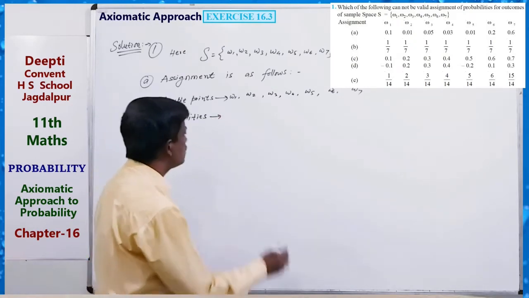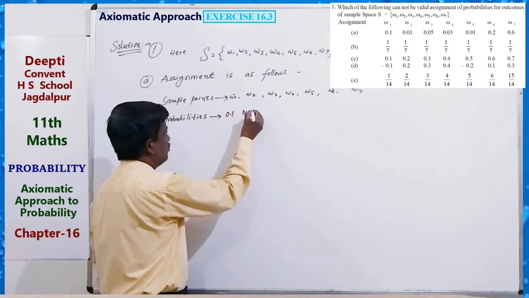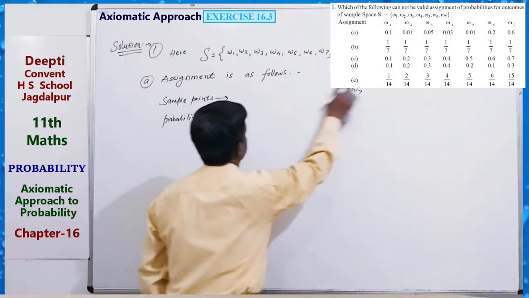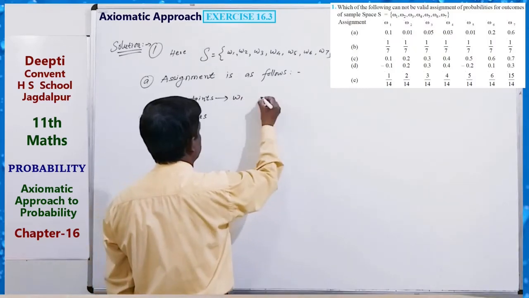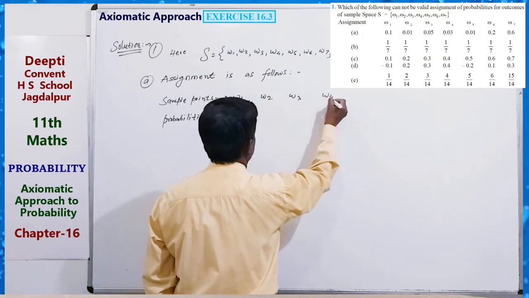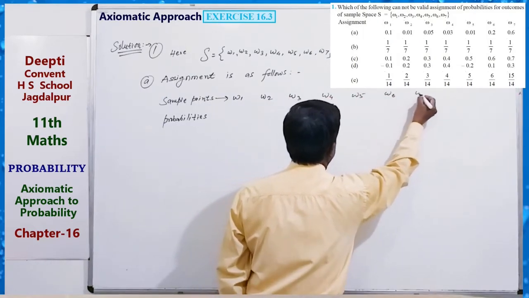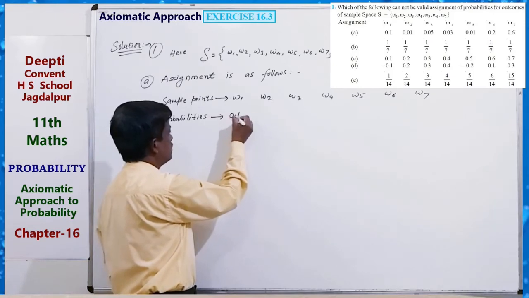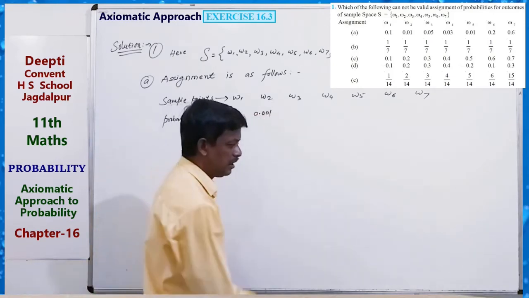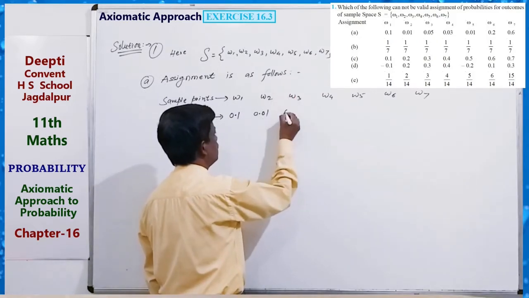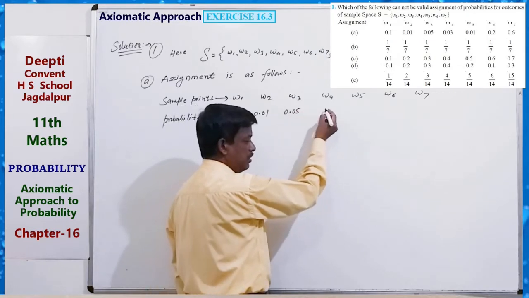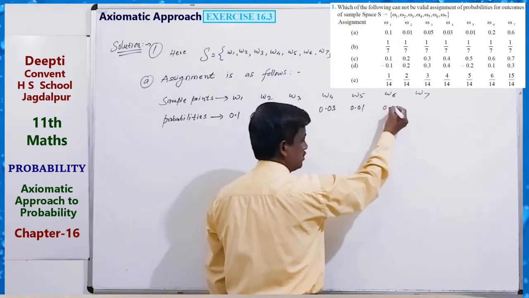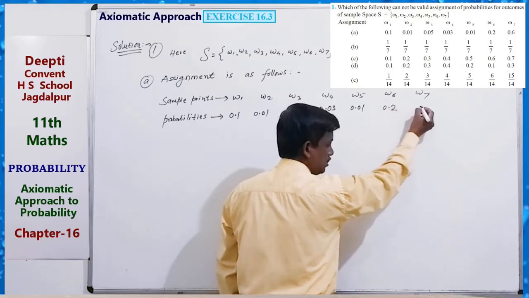First probability 0.1, second 0.001. Just see here: omega 1, omega 2, omega 3, omega 4, omega 5, omega 6, omega 7. So the first probability is 0.1, second 0.001, then 0.01, 0.05, 0.03, 0.01, 0.2, 0.6.